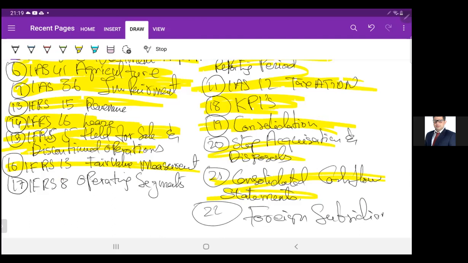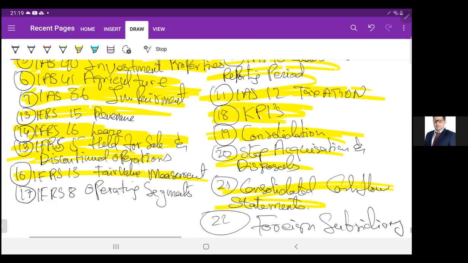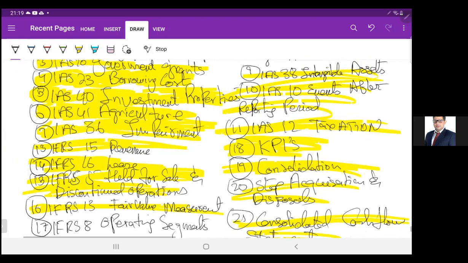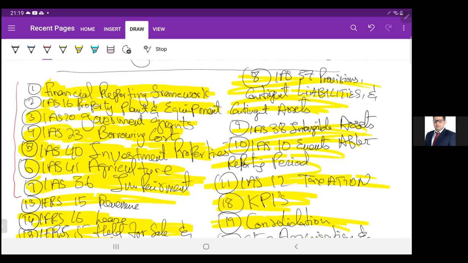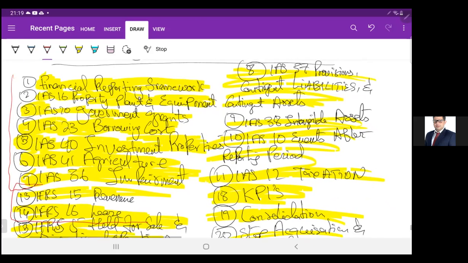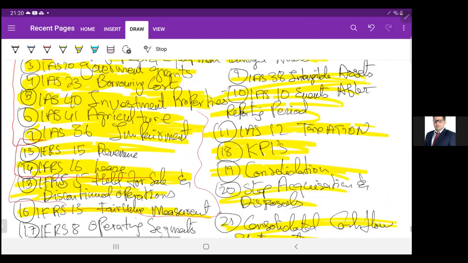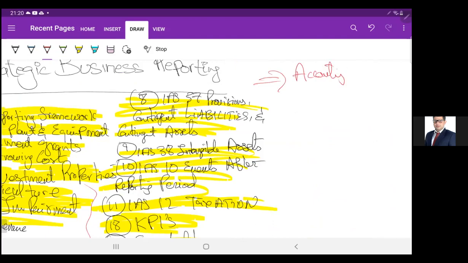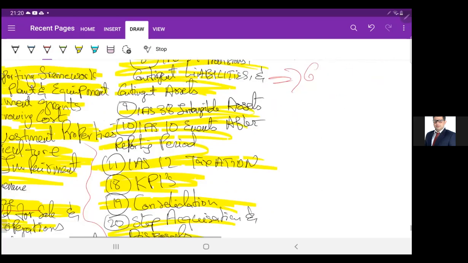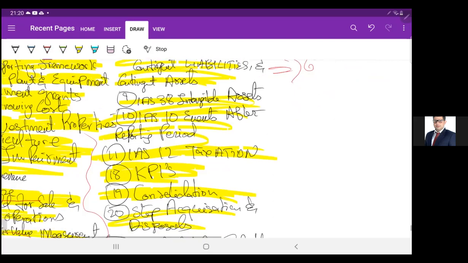Okay. Now, what will be the teaching strategy? The teaching strategy is like this, that we will cover our accounting standards first, various accounting standards. We will do them, and then we will do the past papers related to the accounting standards. Past papers will be done. Then we will move to the consolidation part, and then we will look at the consolidation past papers.